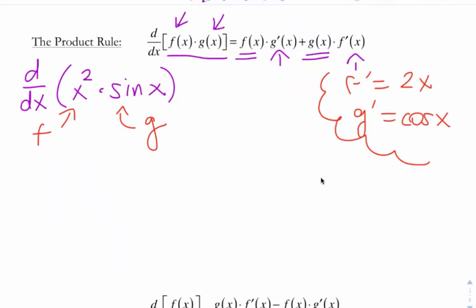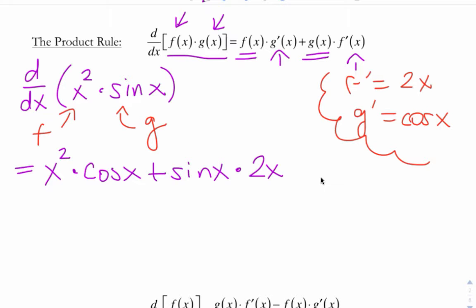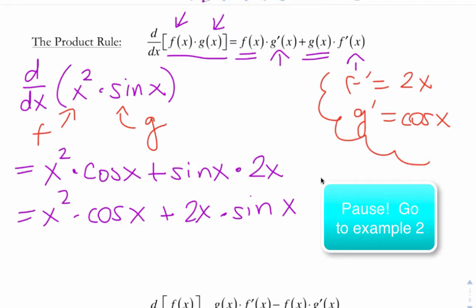But then you just do the rule. So the derivative of a product is the first function, x squared, times the derivative of the second, plus the second function times the derivative of the first. And that's it. You can clean it up a little bit. We're going to do another example.